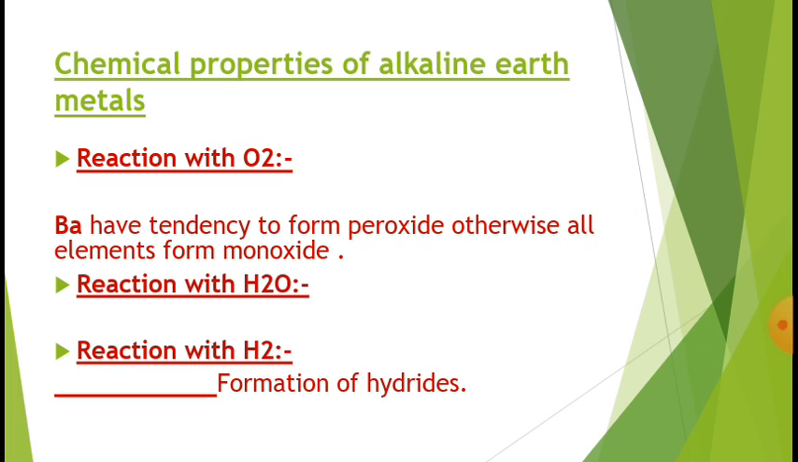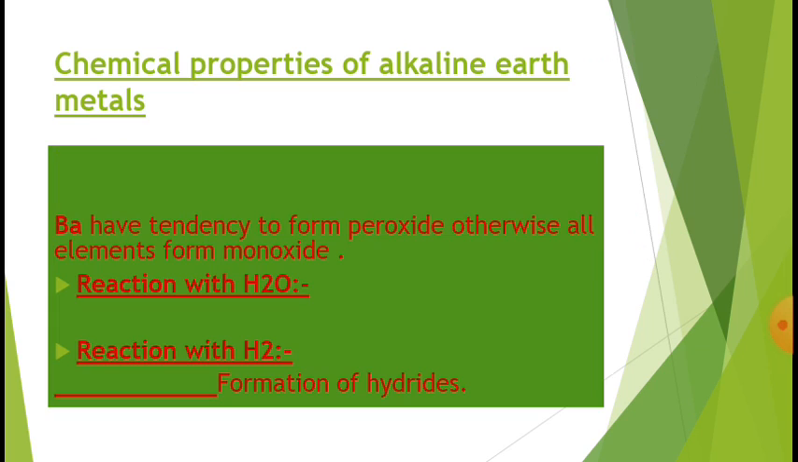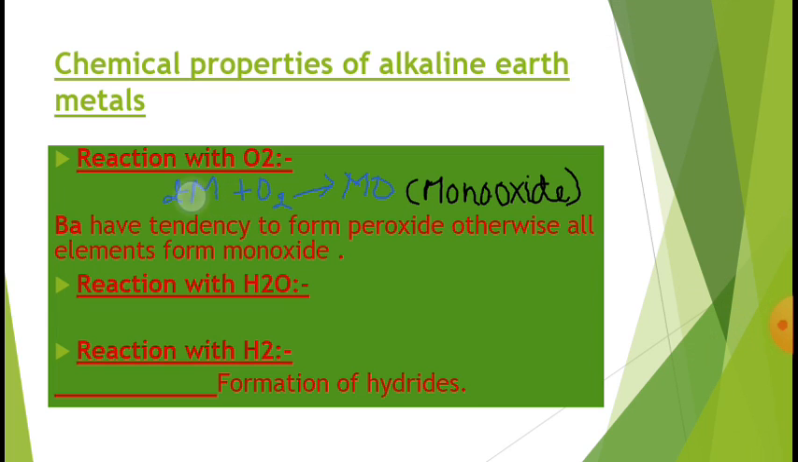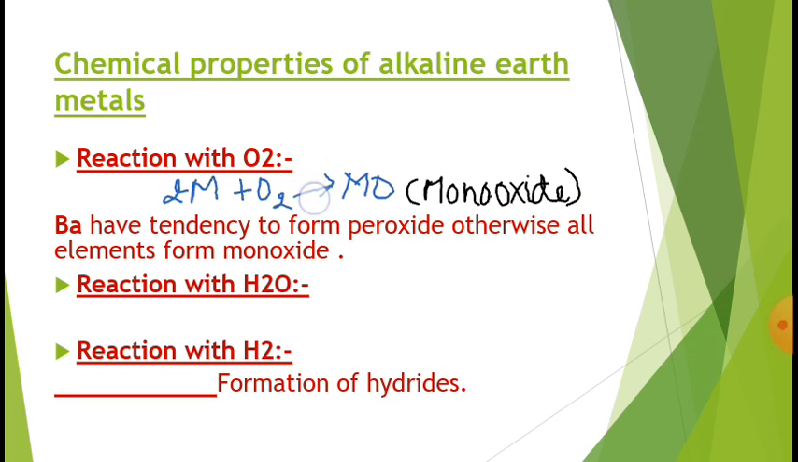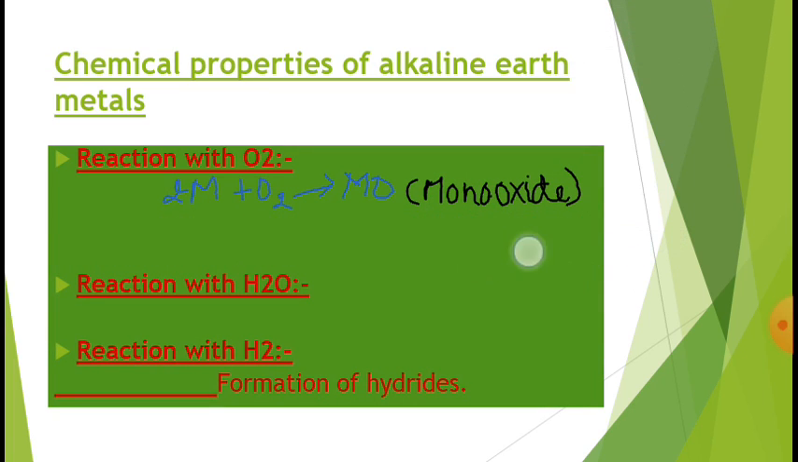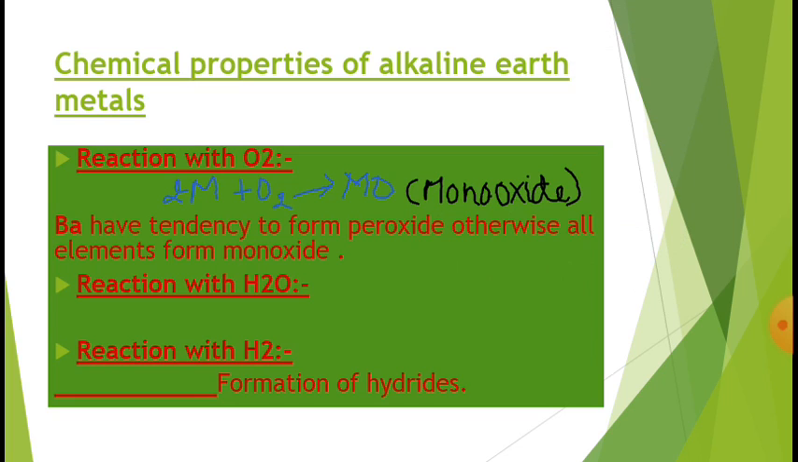Physical properties are already done in the previous videos. So first property is reaction with oxygen. When alkaline earth metals react with oxygen, there is formation of MO, which is monoxide, right? Now beryllium has a tendency to form peroxides, otherwise all elements form monoxides. This is a very important point.